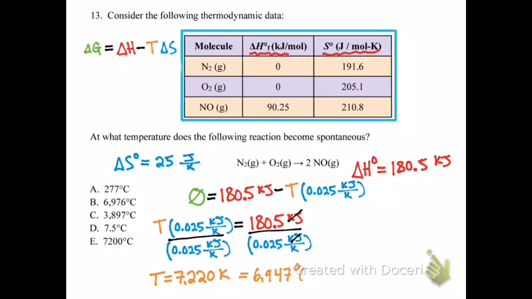6,947 degrees Celsius, which doesn't match our answer exactly. Probably just a discrepancy in the number of sig figs used, but pretty dang close. And in case you're wondering, this reaction becomes spontaneous around lightning strikes. So lightning strikes are hot enough to turn nitrogen and oxygen gas in our atmosphere into nitric oxide.